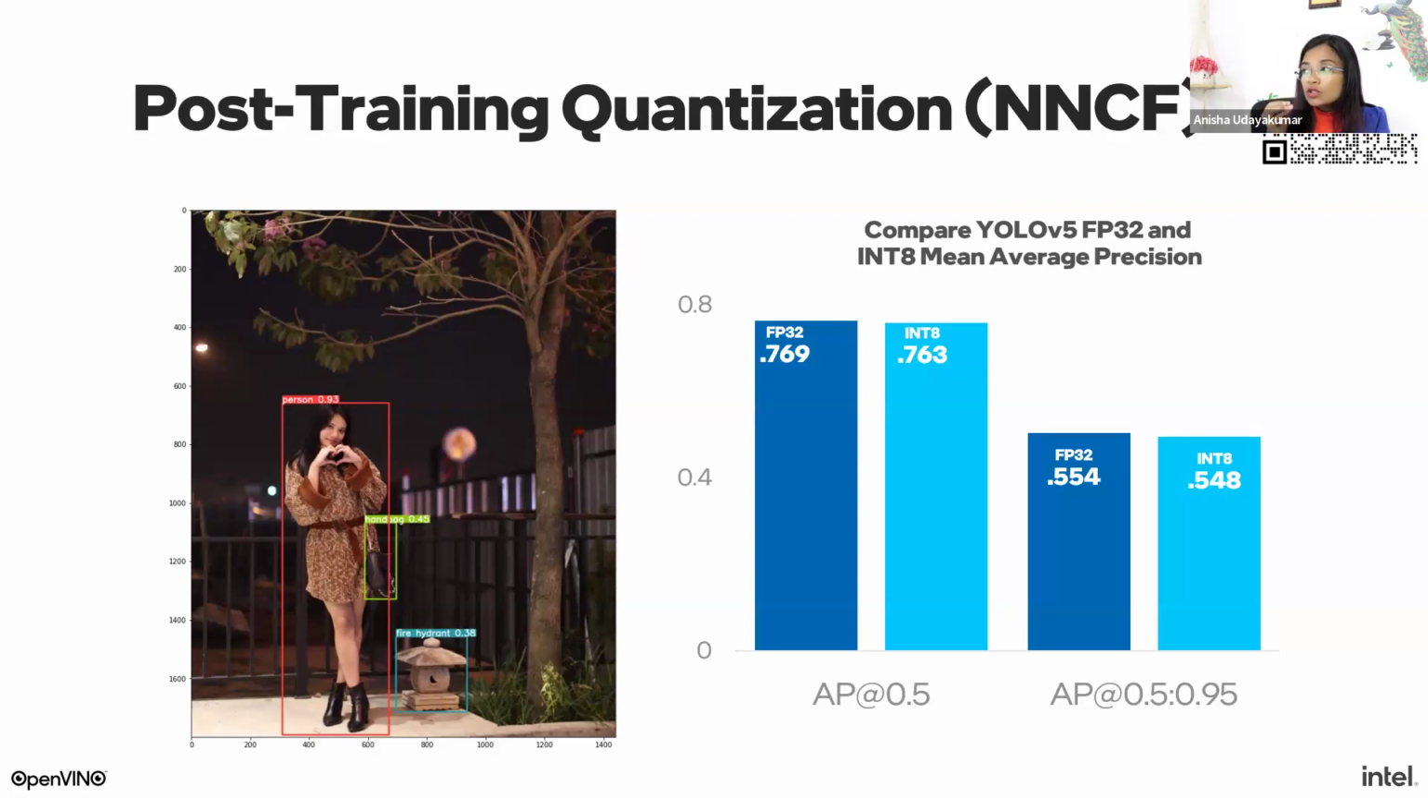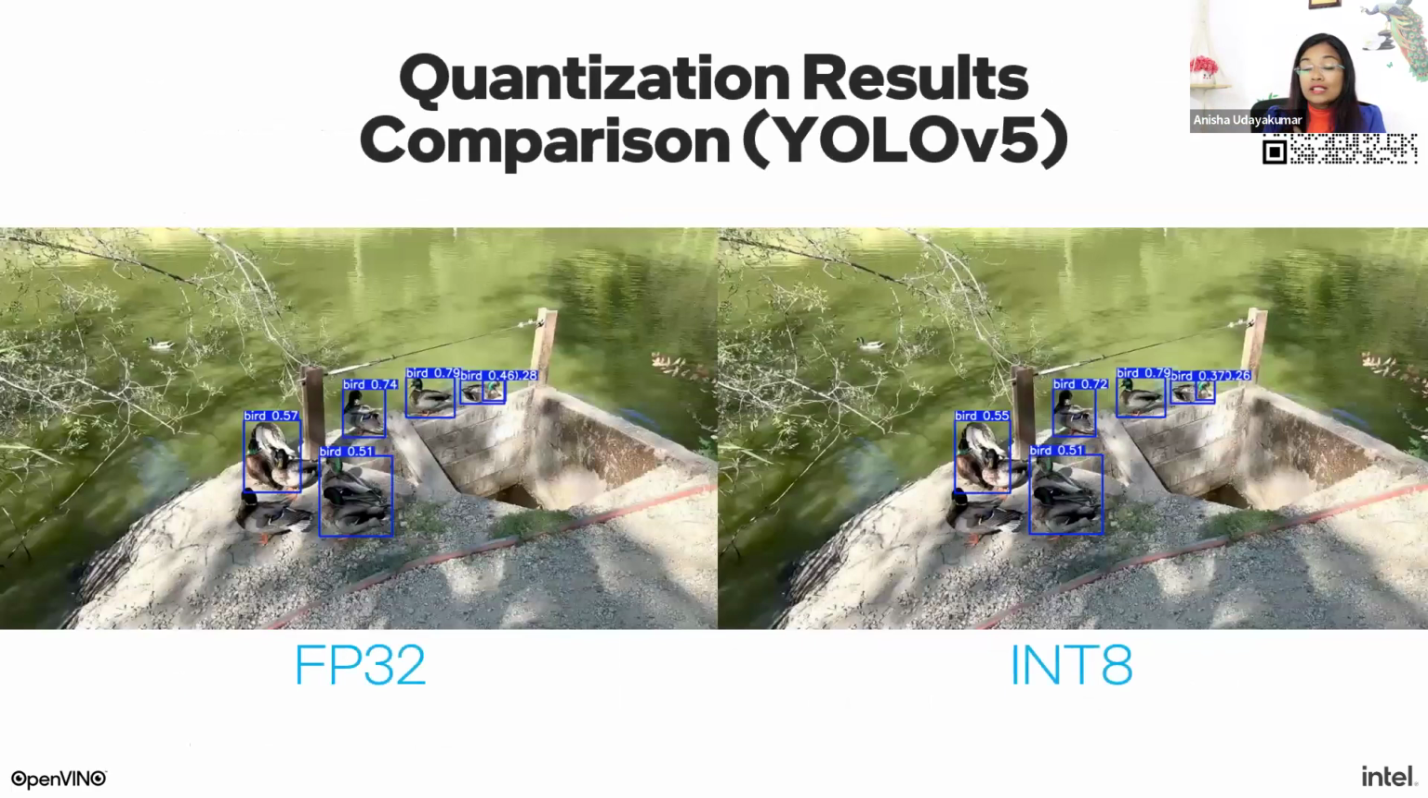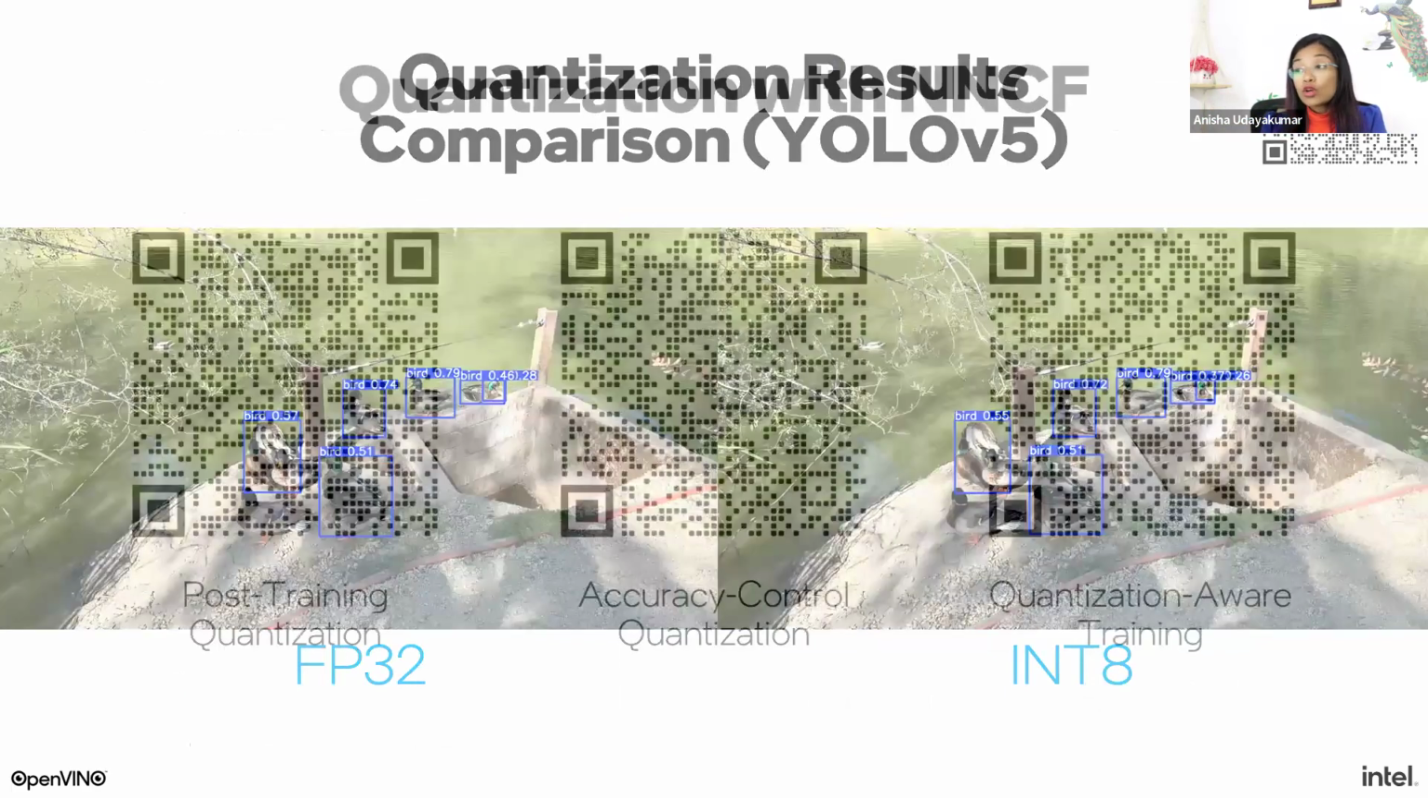So we are trying to compare YOLO V5 model, and this is the mean average precision that we are showing here. As you can see, there is reduction, but it's very minimal, which we can afford to do. These are further examples of the testing we did on YOLO V5. As you can see, the accuracy is close enough.